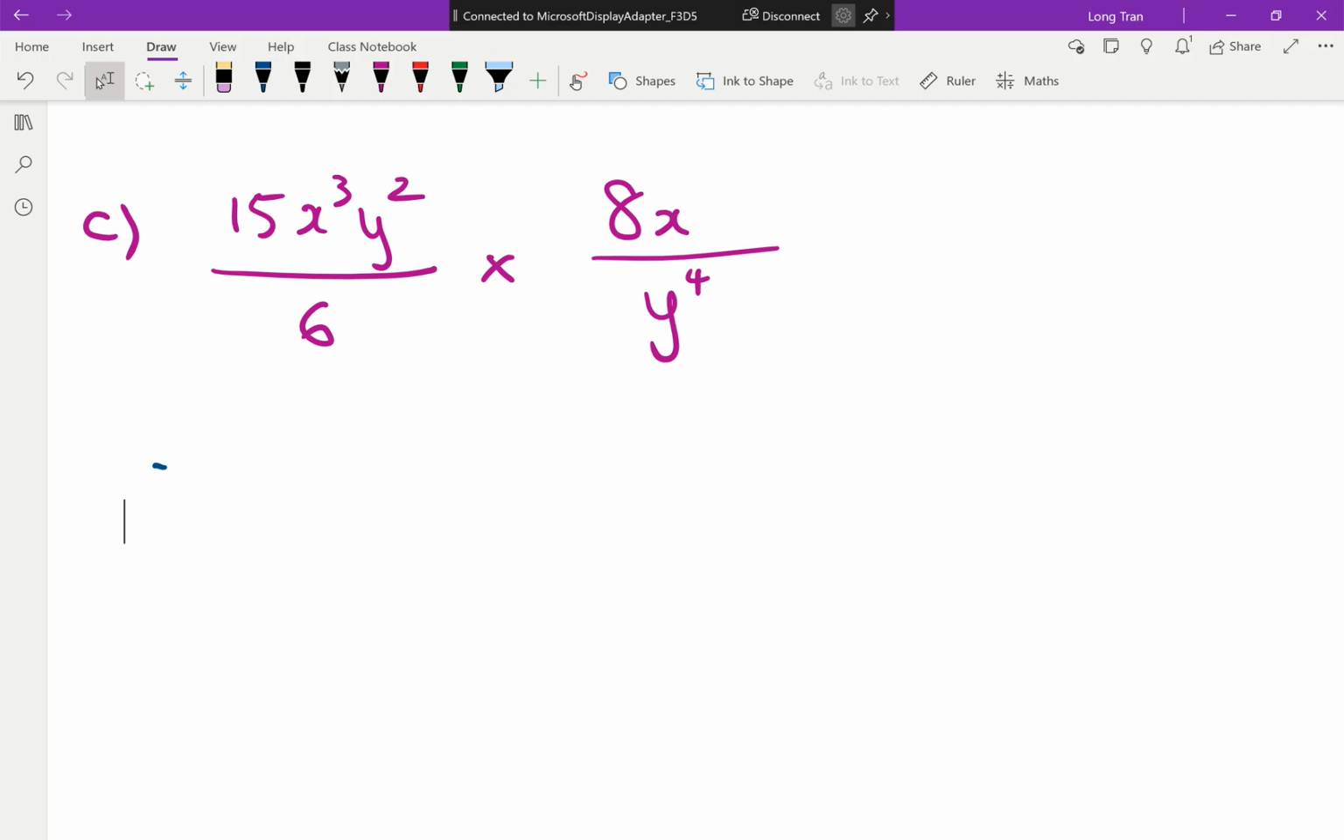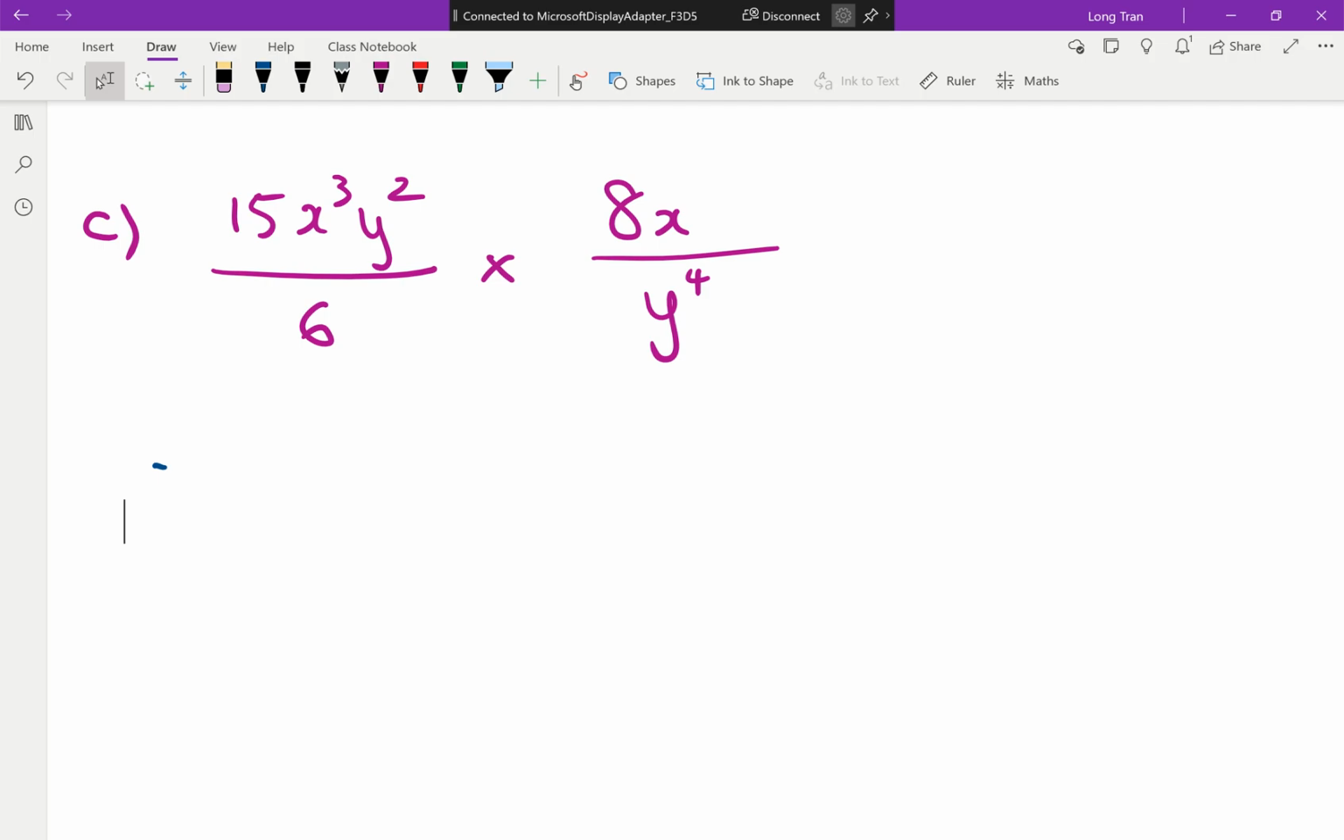So, we've done the numbers. 5 and the 4 is as simplified as possible. But, let's look at the letters. Which letter has a common factor that you can see top and bottom at the moment? Which letter? Y. Both of them have Y's here.